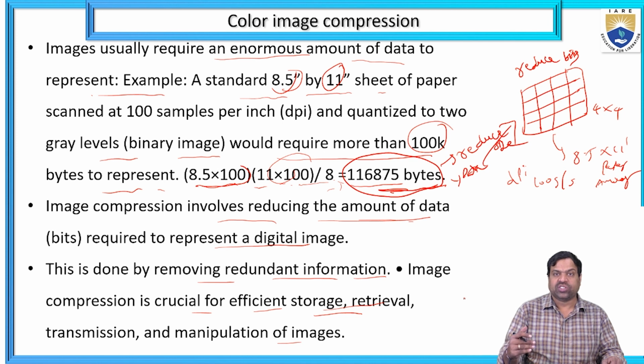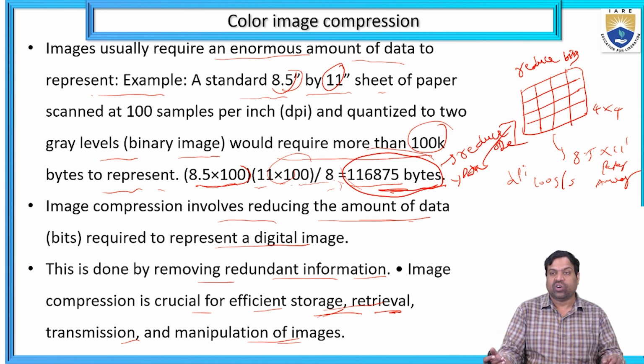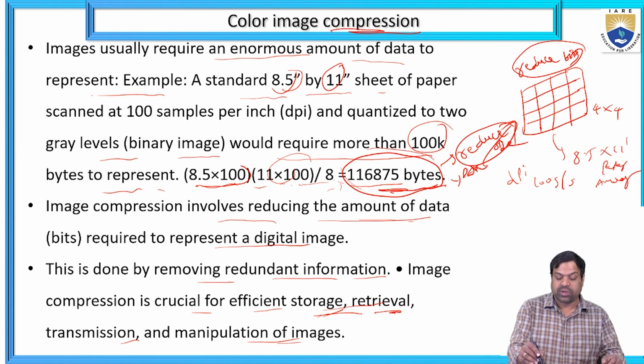So if the image size is very large, what are the drawbacks? Suppose my image has 1,16,875 bytes. It is a large size, so some problems will occur. Why? Because the data size is more. The problems we face with more data are in storage of the image, retrieval, transmission and manipulation of the images. These are the drawbacks with high data. So I want to reduce the data. So how do we reduce the bits? I am using the image compression method.